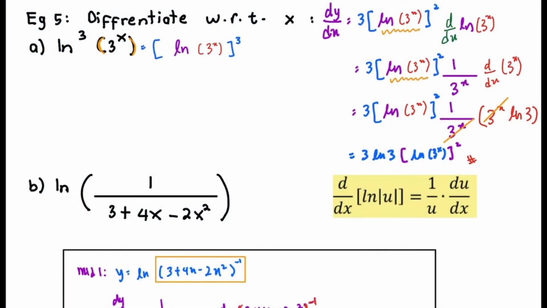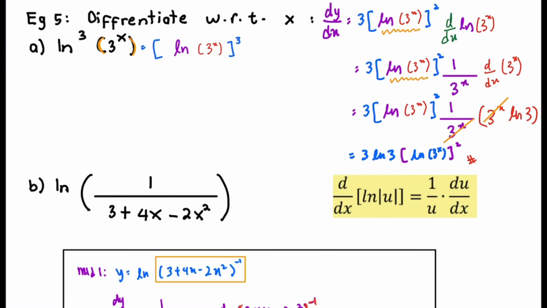Alright, now let's go to example 5. Find the differentiation of this function here. So the question is ln of (3^x)^3. Okay, so let's rearrange it first. This is just ln of something, and everything here is to the power of 3. So let's solve the outside function first for chain rule before you solve the inside function.